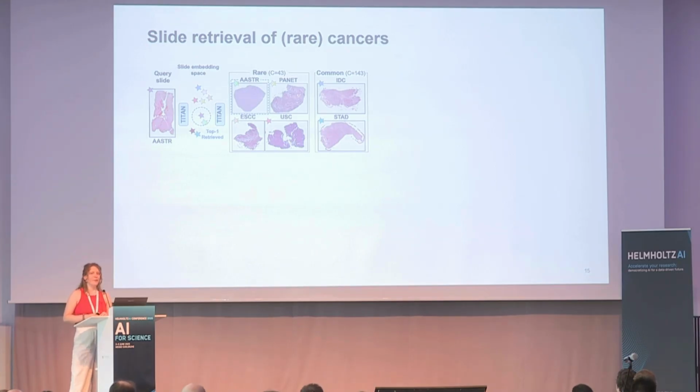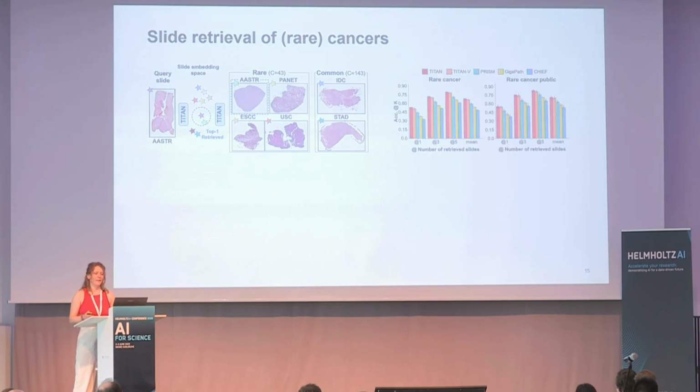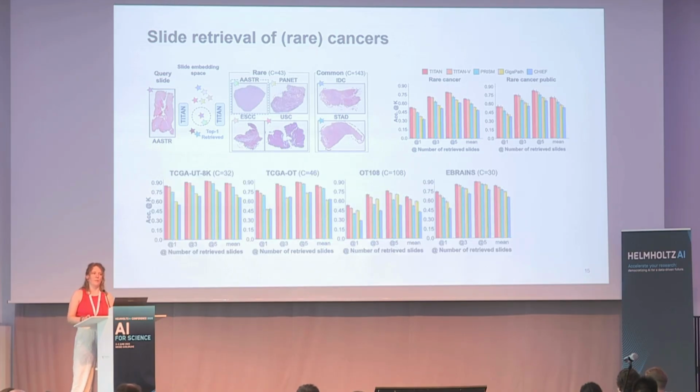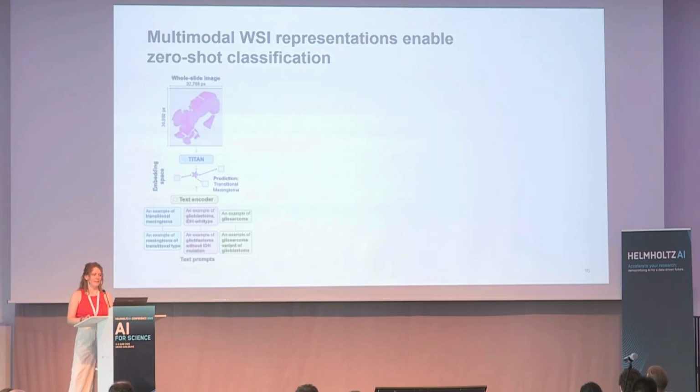And what can we do with this slide embedding now? We can also say, for example, we have a database of clinical challenging cases. We have an embedding of a rare cancer case, and we can now retrieve similar cases in a database of other cases. And we collected for that a database of rare cancers in the hospital where we trained this on, but also have a public database on that. And we see that our model retrieves these tasks the best, and also compared on these 4 core data sets.